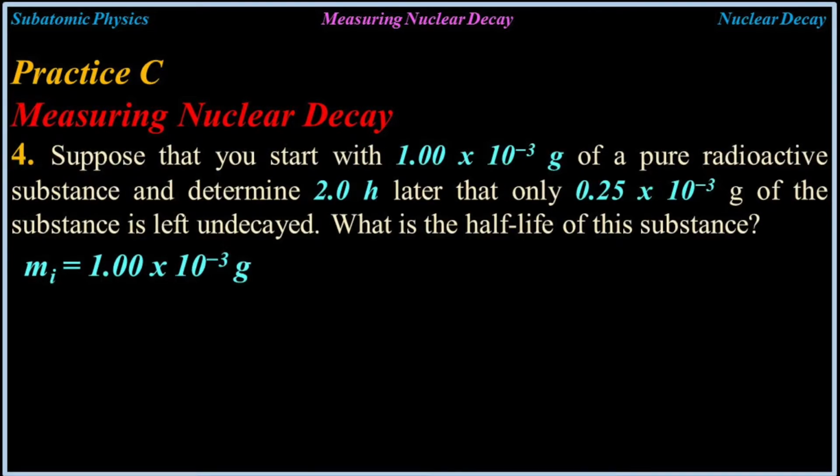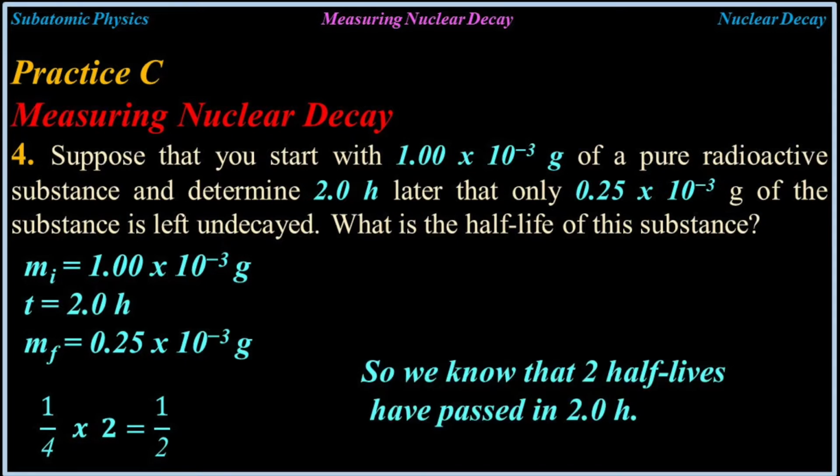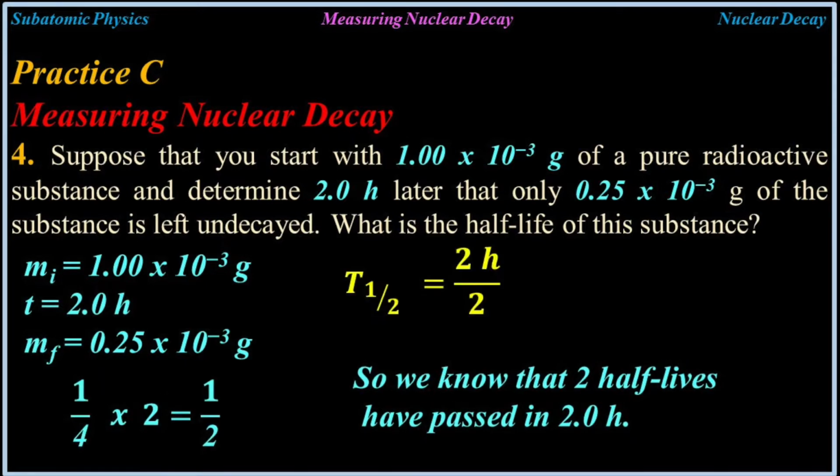Suppose that you start with 1 times 10 to the negative 3 grams of pure radioactive substance and determine 2 hours later that only 0.25 times 10 to the negative 3 grams of the substance is left to decay. What is the half-life of this substance? Mi, T, Mf. Now I have 1/4 times 2 equals 1/2. So we know that 2 half-lives have passed in 2 hours. So the half-life is going to be 1 hour.